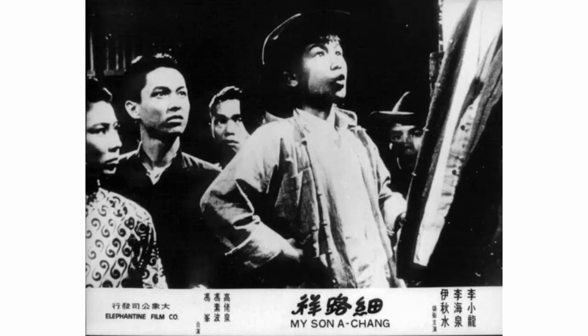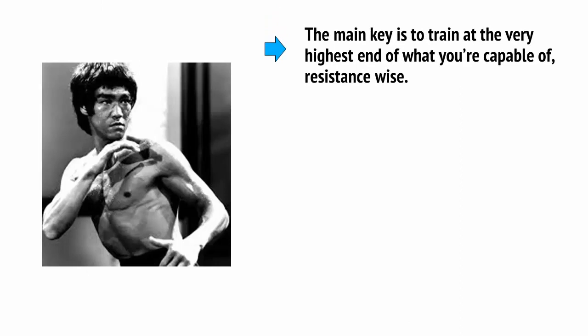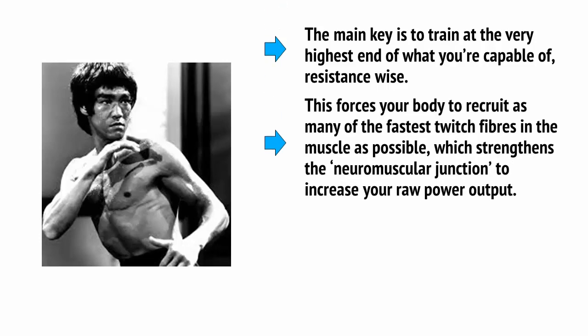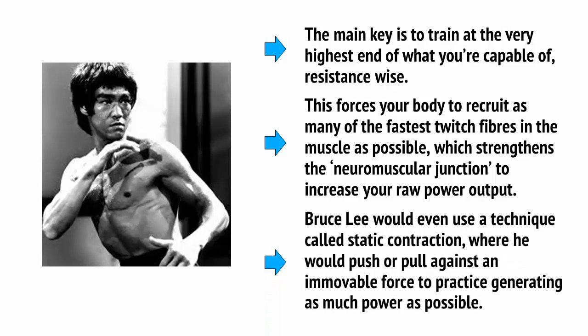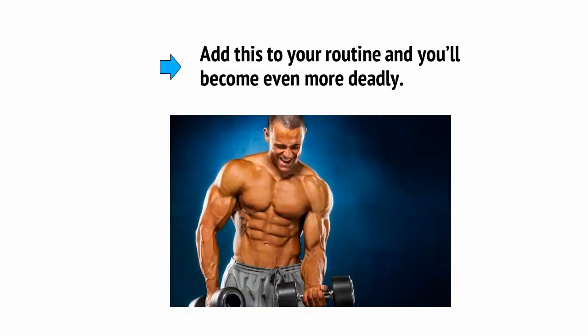How? By using a higher percentage of your muscle fiber in every movement. Bruce Lee was a master of this, but there are a number of ways you can train to gain more control over your muscle fiber. The main key is to train at the very highest end of what you're capable of, resistance-wise. This forces your body to recruit as many of the fastest twitch fibers in the muscle as possible, which strengthens the neuromuscular junction to increase your raw power output. Bruce Lee would even use a technique called static contraction, where he would push or pull against an immovable force to practice generating as much power as possible. Add this to your routine, and you'll become even more deadly.